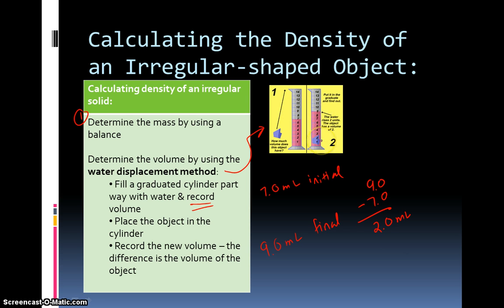Then we can use our density equation to solve for the density of that object. Density here would be equal to mass over volume. In this case, our unit would be grams over milliliters. So if you're using a regular shaped object, you end up with your units as grams per centimeter cubed. If you're doing an irregularly shaped object, you end up with grams per milliliter.